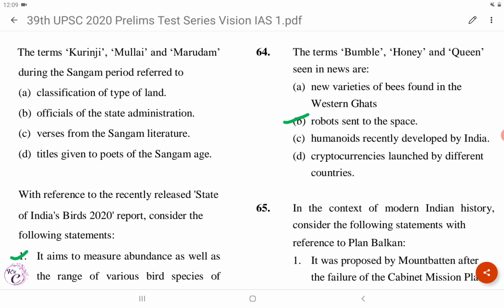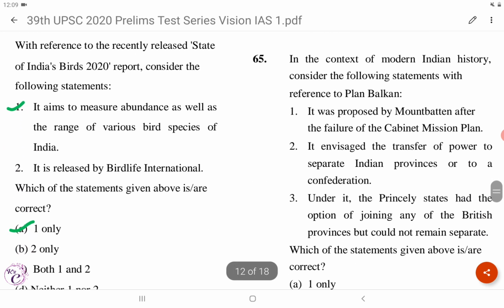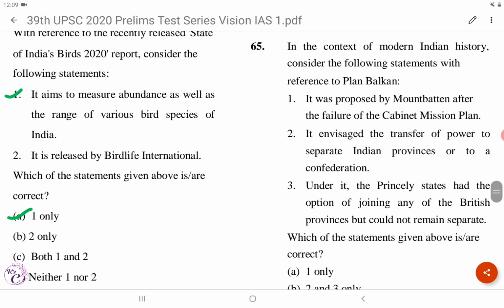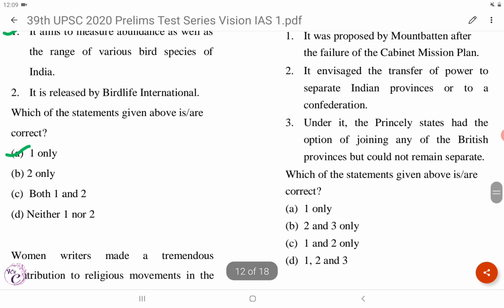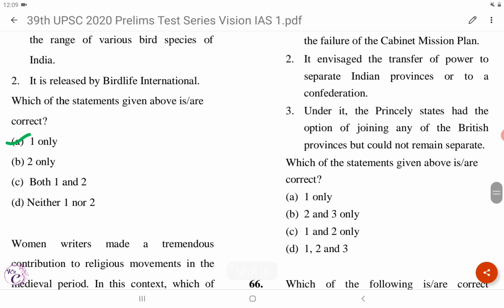Now let's come to question number 64. In the context of modern Indian history, consider the following statements with reference to Plan Balkan. Number 1. It was proposed by Mountbatten after the failure of the Cabinet Mission Plan. Number 2. It envisaged the transfer of power to separate Indian provinces or to a confederation. Number 3. Under it, the princely states had the option of joining any of the British provinces but could not remain separate. Which of the statements given above is or are correct?